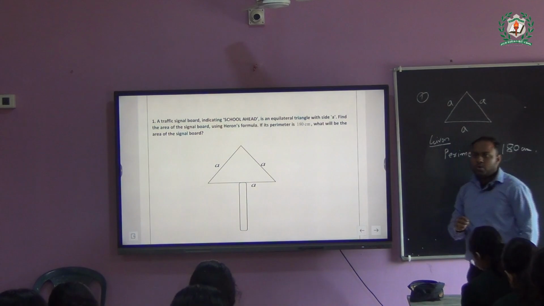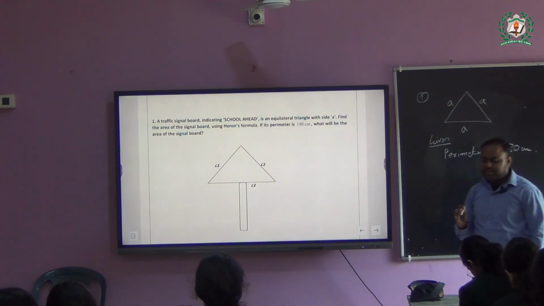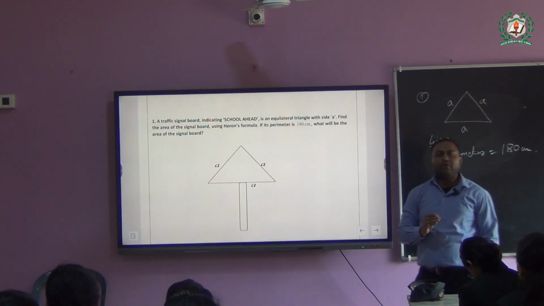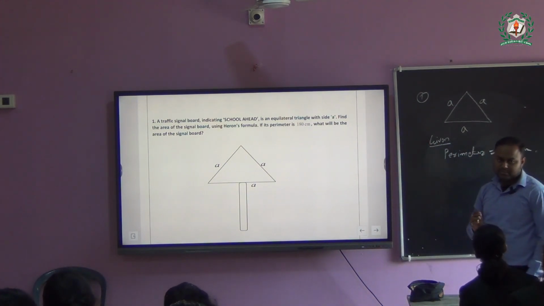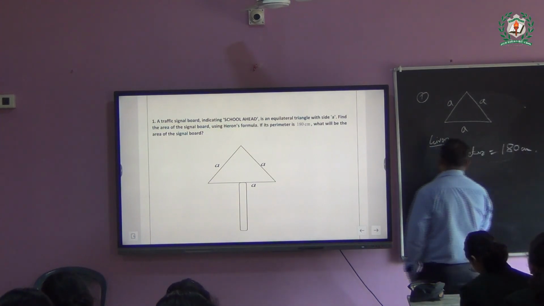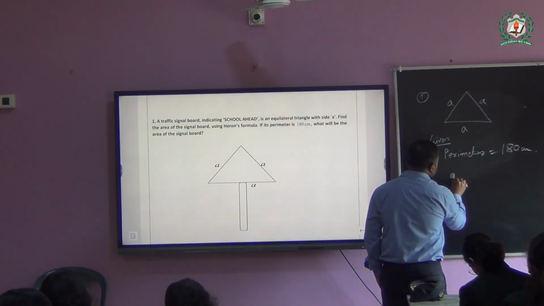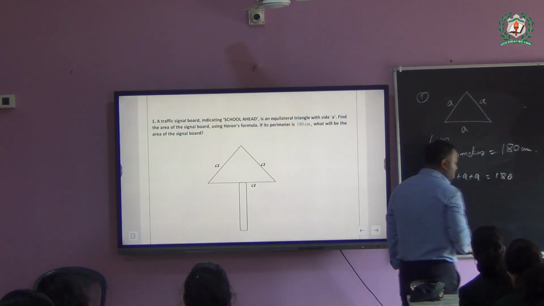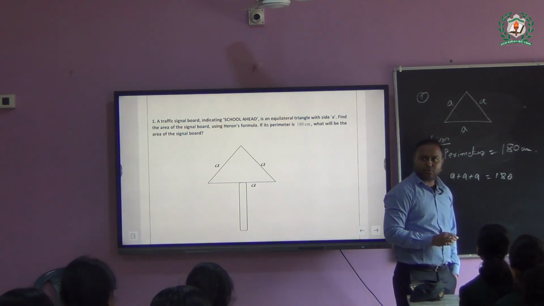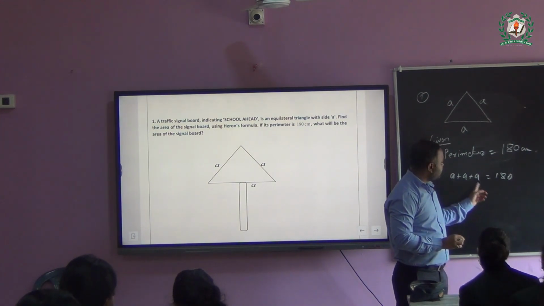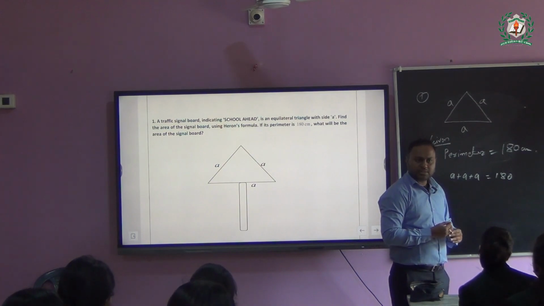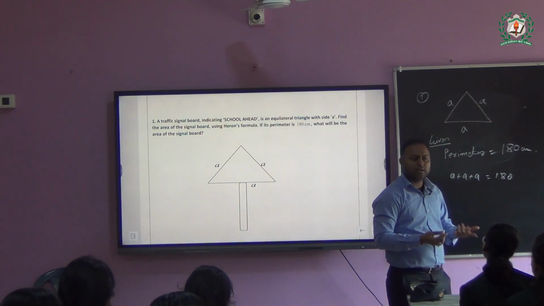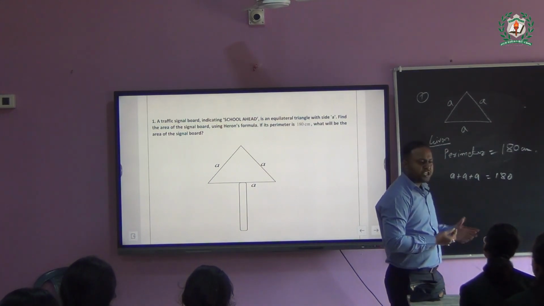So now, as per the basic concept of a perimeter, we know that the sum of all sides equals the perimeter. So now, the sum of all sides means A plus A plus A equals 180. Any doubt here, class? Please everyone focus here. That means all three sides are the same. So by the basic concept of equilateral, we know that all the sides are the same. So we don't need to change anything.